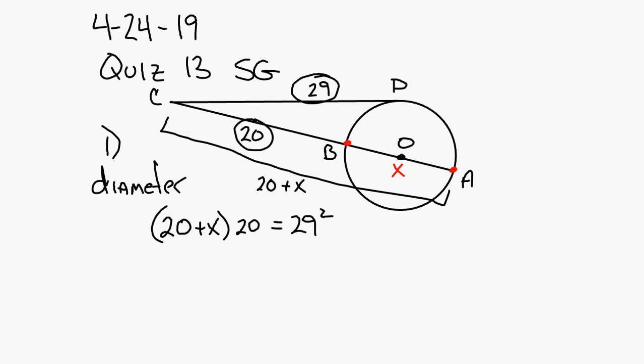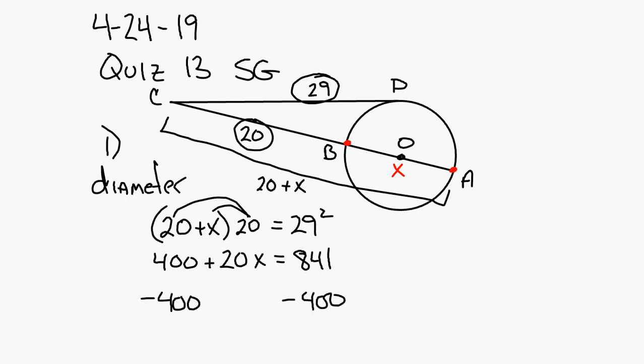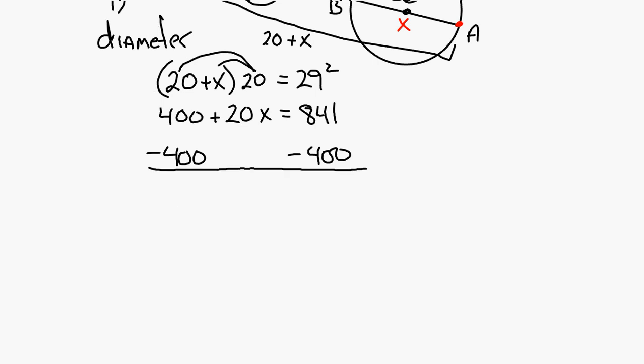So now you can solve for x. So here's your distributive property. 20 times 20 is 400, plus x times 20 is 20x, equals 29 squared is 841. So if you subtract 400 from each side, then your 20x is going to be equal to 841 minus 400 is 441.